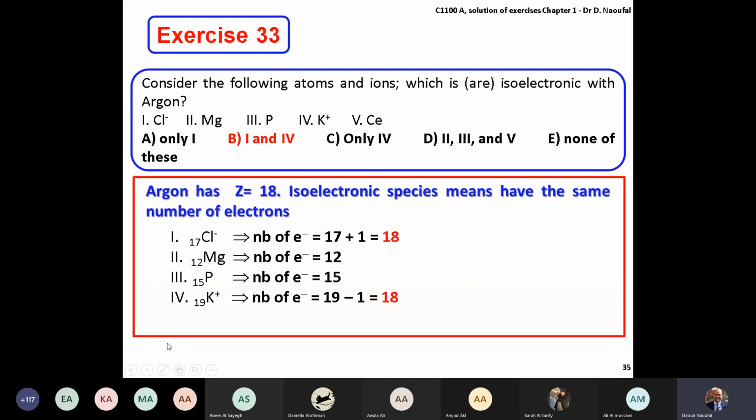In K plus, K has Z equal 19. How do we obtain the electronic configuration of K plus from K? K minus one electron gives K plus. So the number of electrons in K plus is 19 minus 1 equal 18. And in cerium 58, we have 58 electrons. So the species that are isoelectronic with argon are the species having 18 electrons. So 1 and 4, and the answer in this case is B.